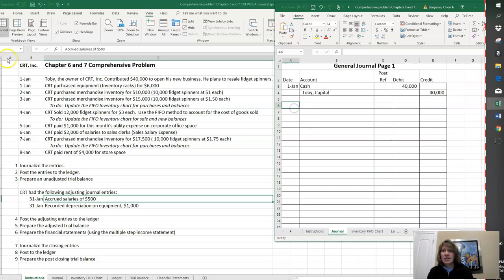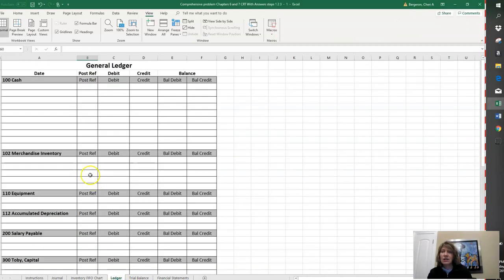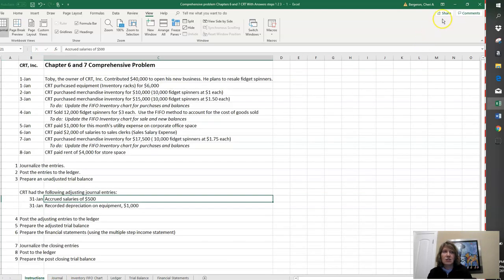All right, and then the second January 1st entry says that Toby purchased equipment and inventory racks for $6,000. Now, since I'm not sure what my options are for journalizing, I'm going to go look at my ledger to see my account names. When I click on ledger, I can see that I have cash and merchandise inventory and equipment. That's the account that I want to use for these merchandise racks because those are my only assets that I see. So that's a good one to use.